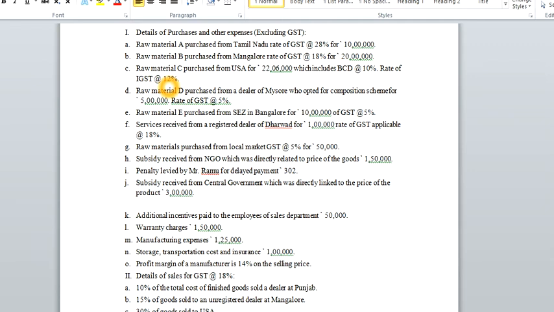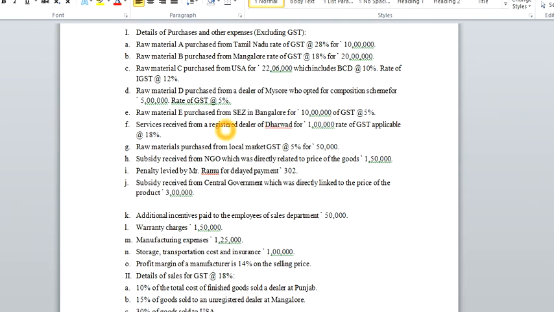GST should be excluded and IGST exclude ಆಗಿರಬೇಕಾಗುತ್ತೆ. So it is already given excluding GST ಅಂತ ಮೊದಲೇ ಹೇಳಿದ್ದಾರೆ. So ಹಾಗಾಗಿ it is proper, includes BCD and excluding GST. So straight away to the outer column 22 lakh 6,000. Raw material D purchased from a dealer of Mysore who opted for composition scheme for rupees 5 lakh, rate of GST at 5%. Raw material D is also purchased, the value is 5 lakh, straight away to the outer column 5 lakh. Raw material E purchased from SEZ in Bangalore for 10 lakh. Once again you have to consider this 10 lakh rupees.